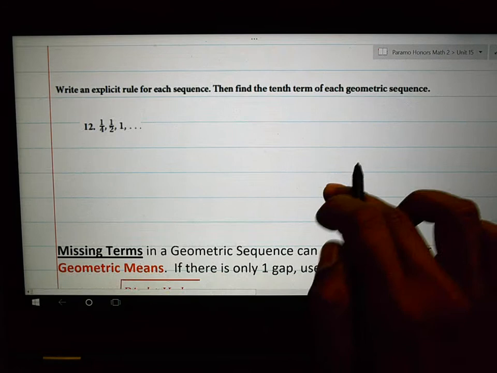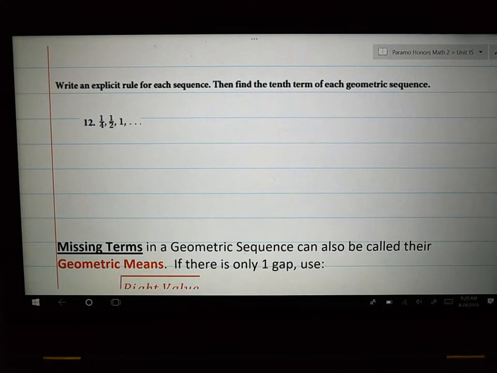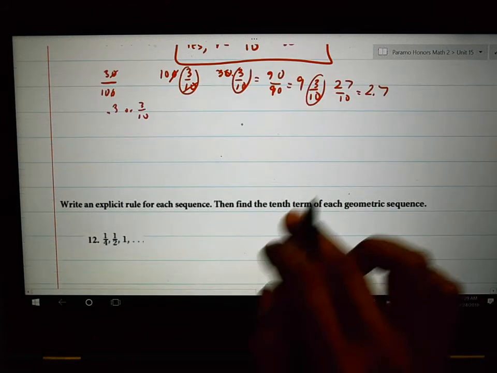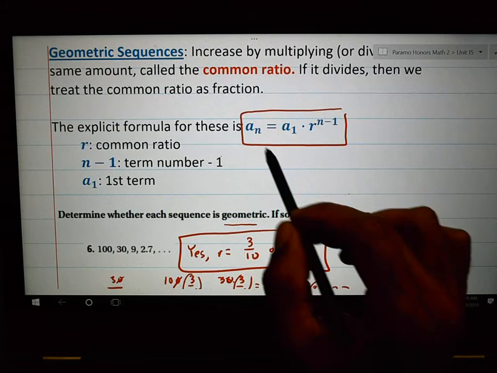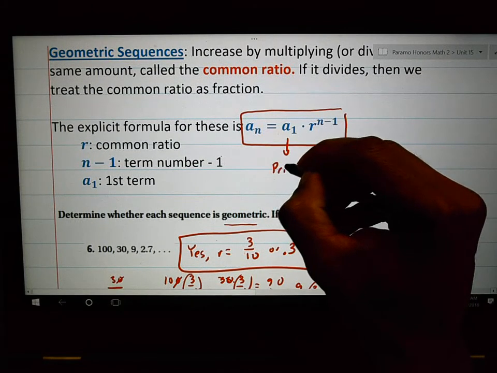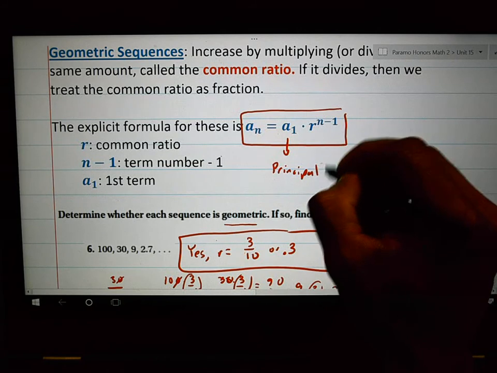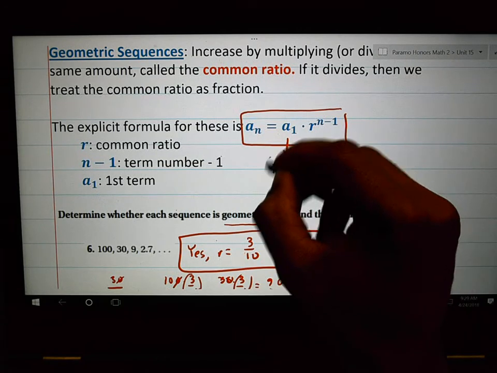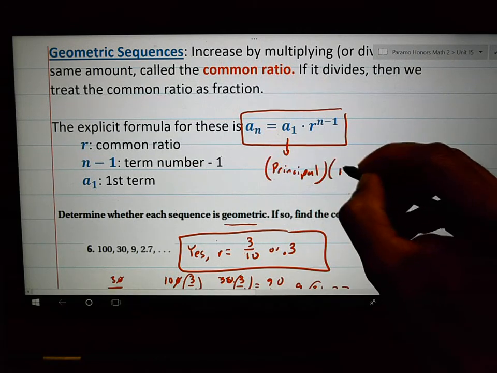Number 12. Write an explicit rule for each sequence. Then find the 10th term of the geometric sequence. Calculators are a must when we get to this. And so I am going to use this formula. The way I memorize this is because I use it so often when it comes to money. I hate to tell you that, but it's true.